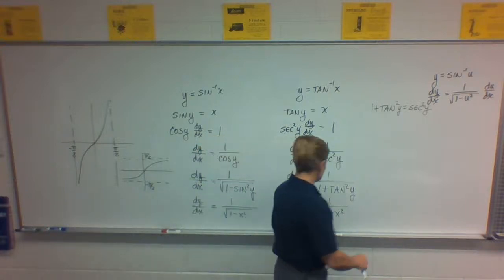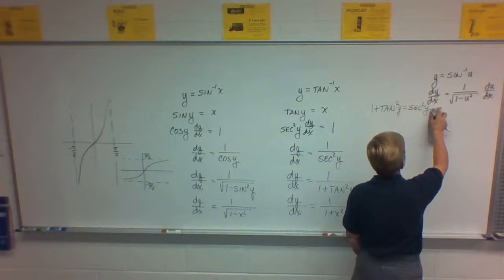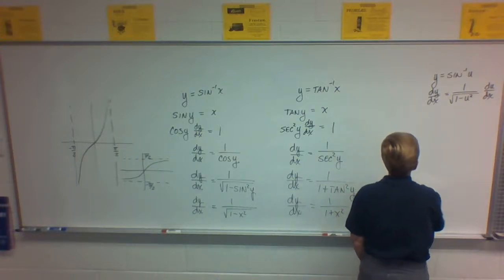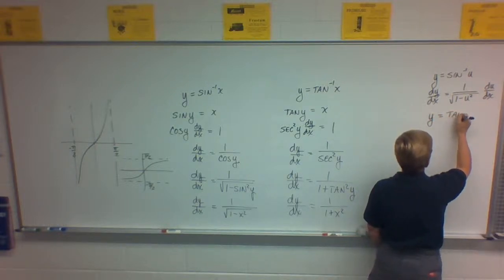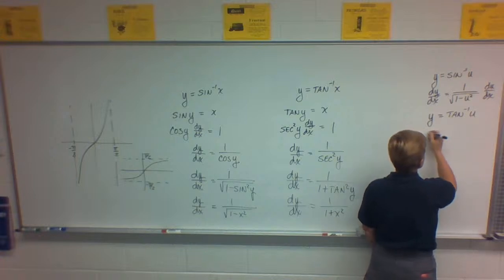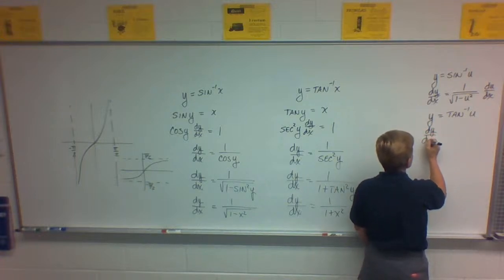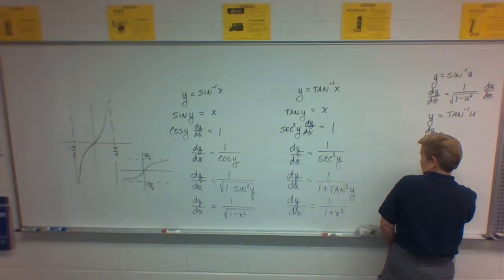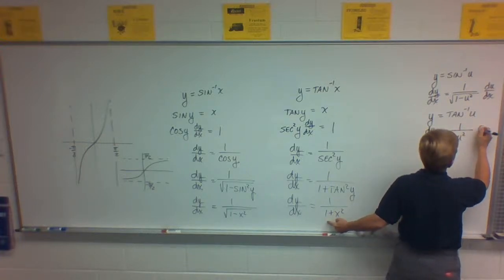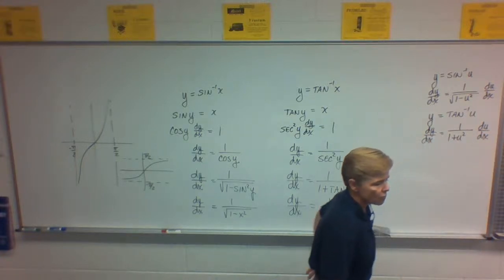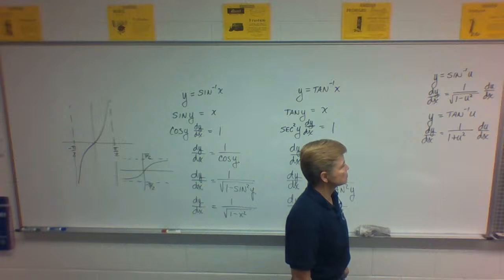So our general rule for this: I'm going to erase this identity because it's interfering with my list. If y is equal to the inverse tangent of some function u of x, then dy/dx will be 1 over 1 plus u squared, times du/dx, because of the chain rule. Did you catch that?